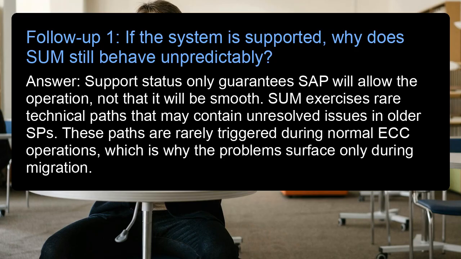Follow-up 1. If the system is supported, why does SUM still behave unpredictably? Answer: support status only guarantees SAP will allow the operation, not that it will be smooth. SUM exercises rare technical paths that may contain unresolved issues in older SPs. These paths are rarely triggered during normal ECC operations, which is why the problems surface only during migration.